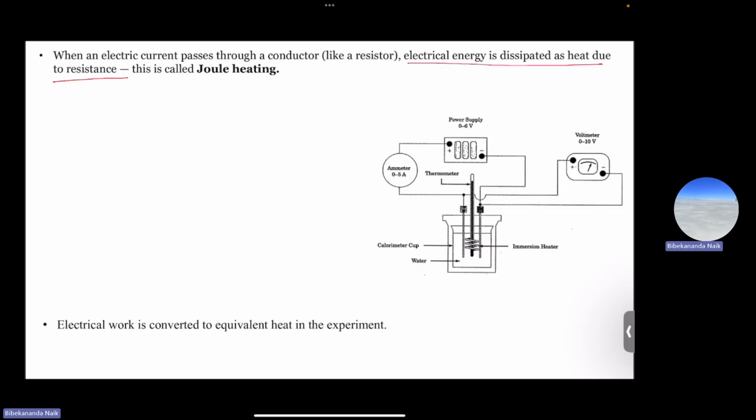When we apply an external force to the electrons, they start moving. When they start moving they collide more frequently, and then there is resistance. So that is called joule heating.